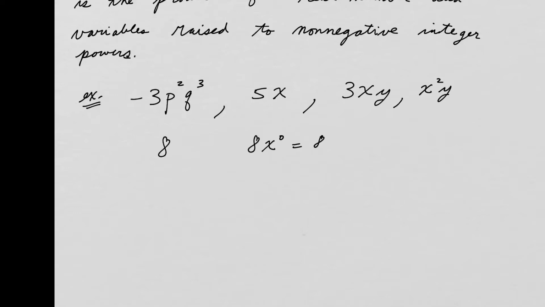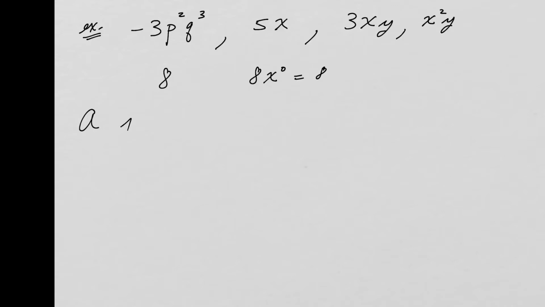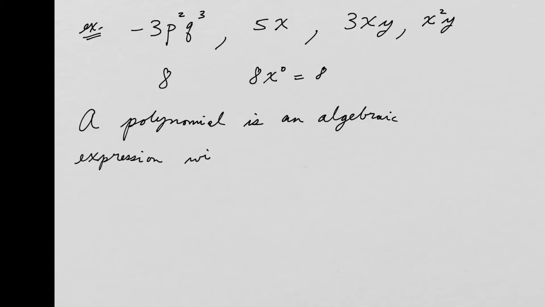Now, what is a polynomial? So a polynomial is an algebraic expression with one or more monomials added or subtracted, right? Added together or subtracted.